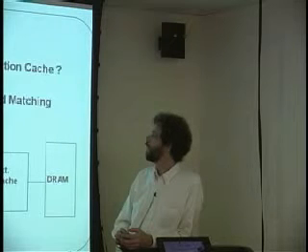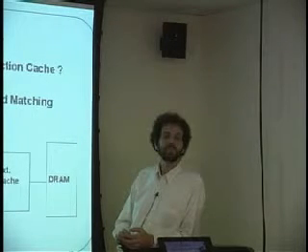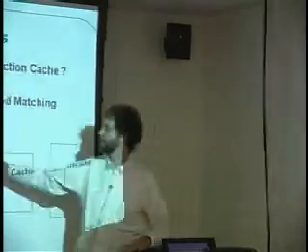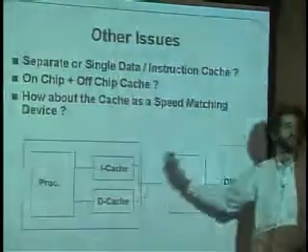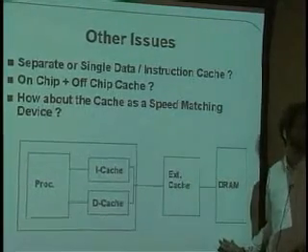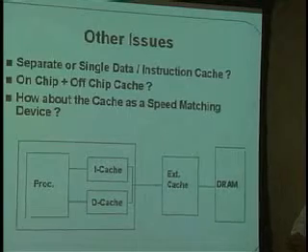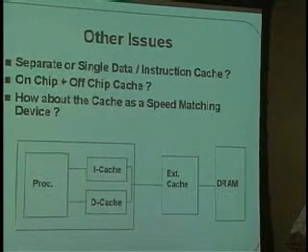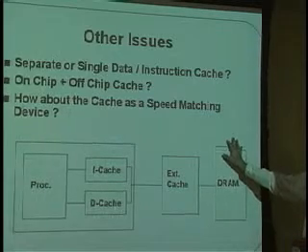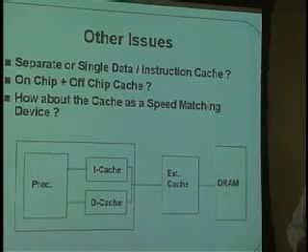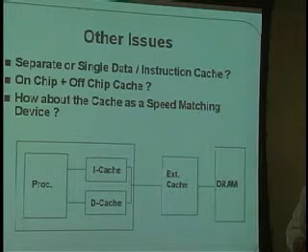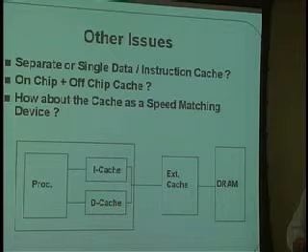Then there's the question of should the cache be on chip or should it be off chip? So the design that you see here is a case where we have the level 1 cache on chip and the level 2 cache off chip. And then finally we have the DRAM of the system. And then how about the cache as a method of speed matching between the two different things? Remember, even though you buy your SDRAM that runs at 100 megahertz, your processor is running at a gigahertz, which is 10 times faster, right? So what does that mean?